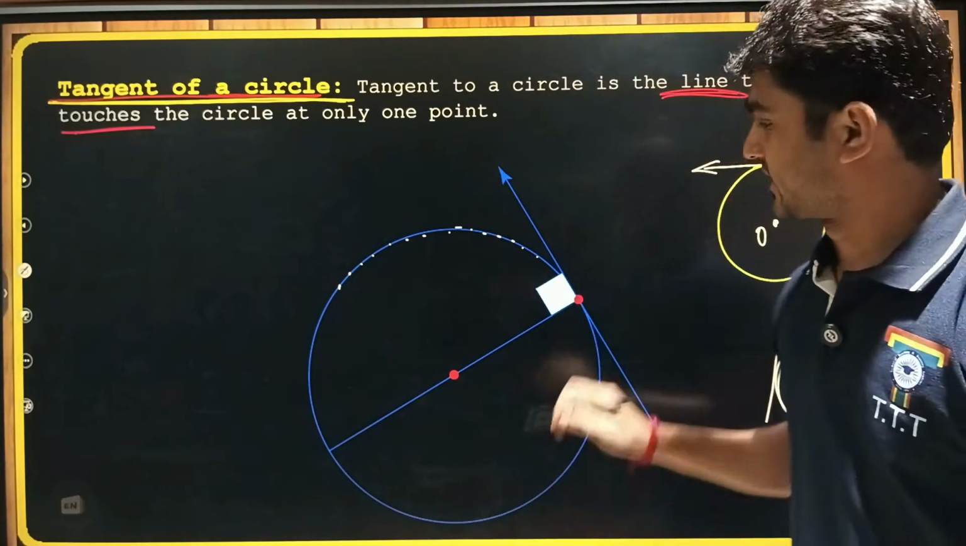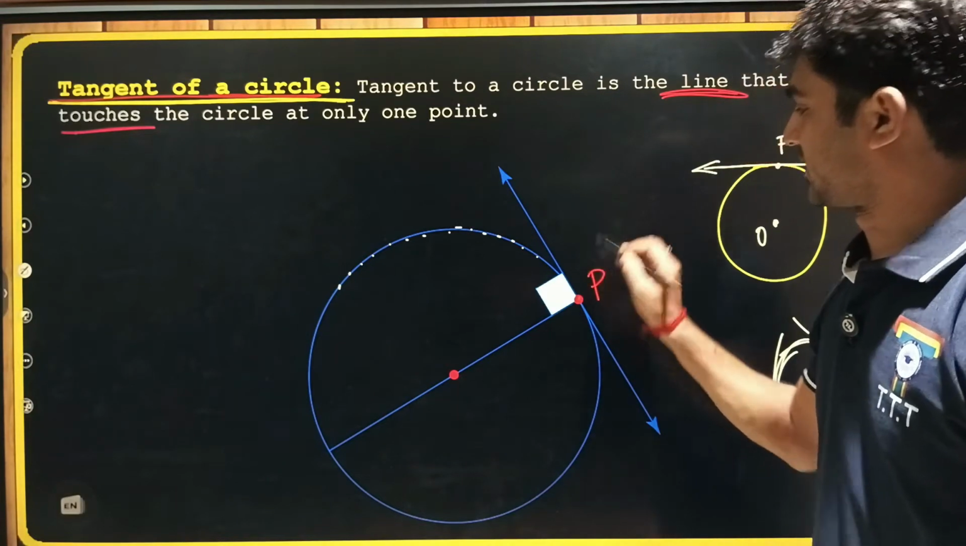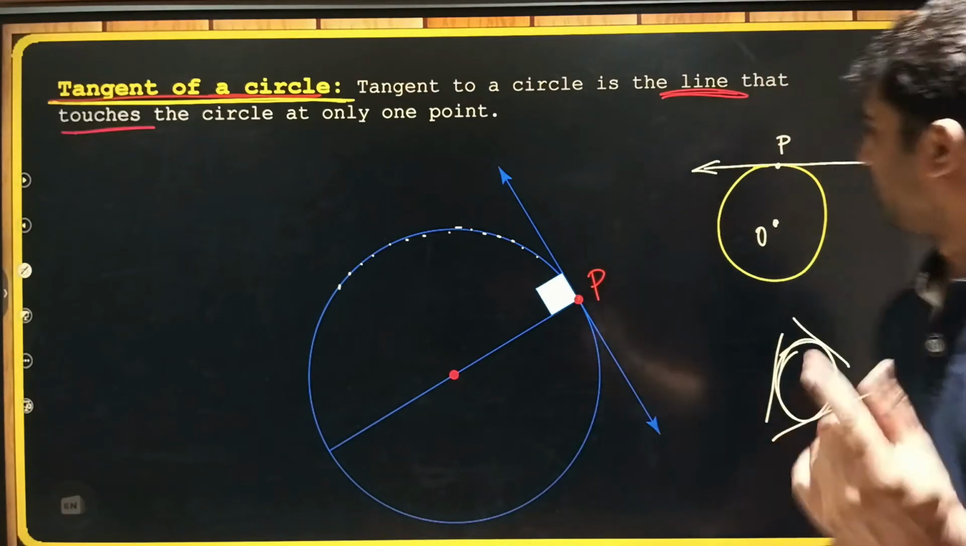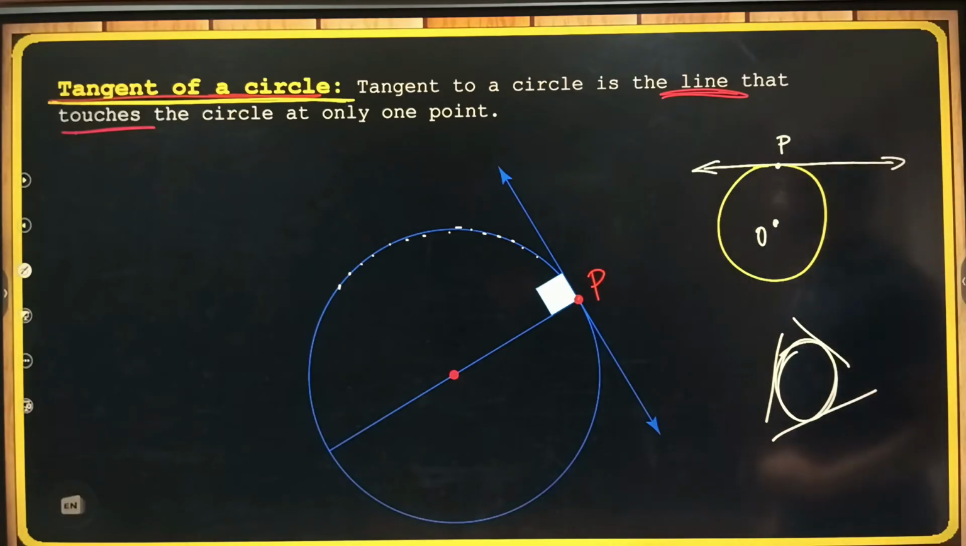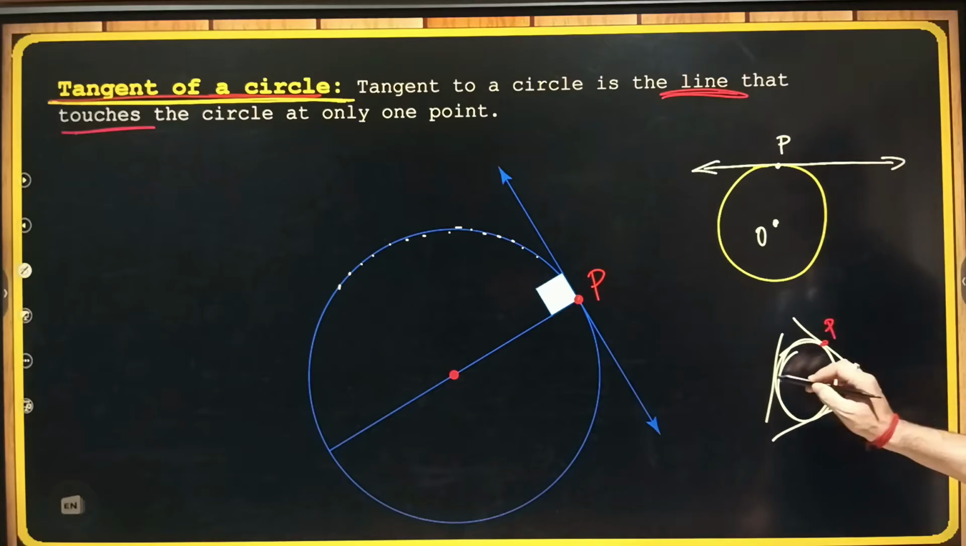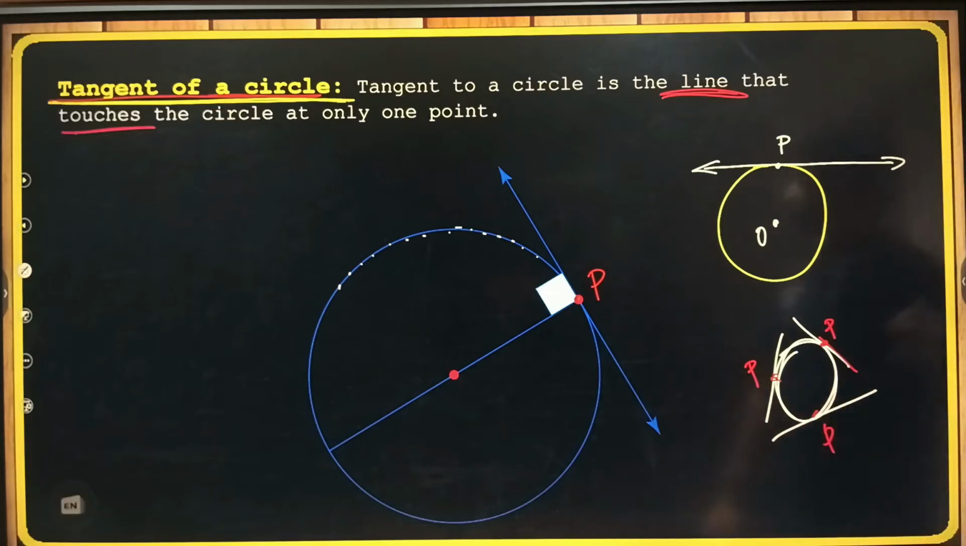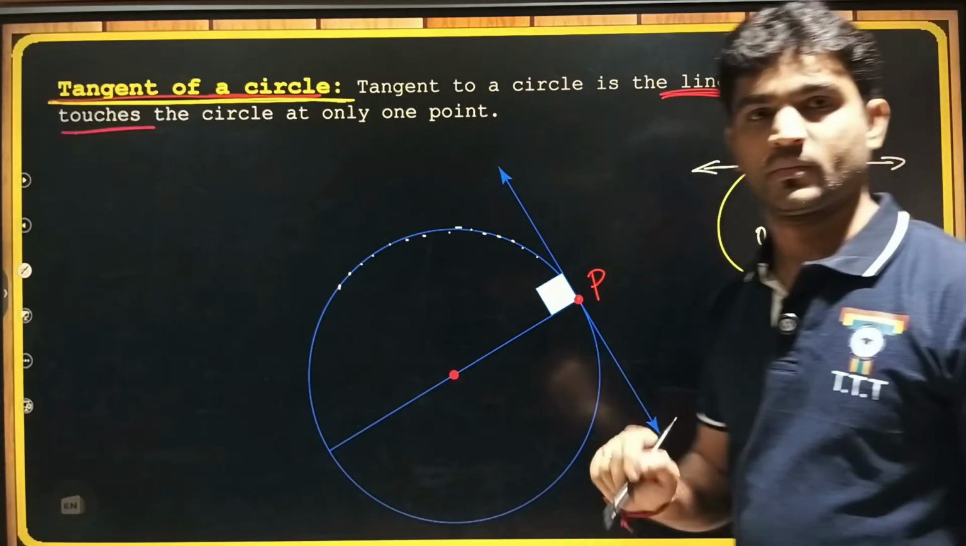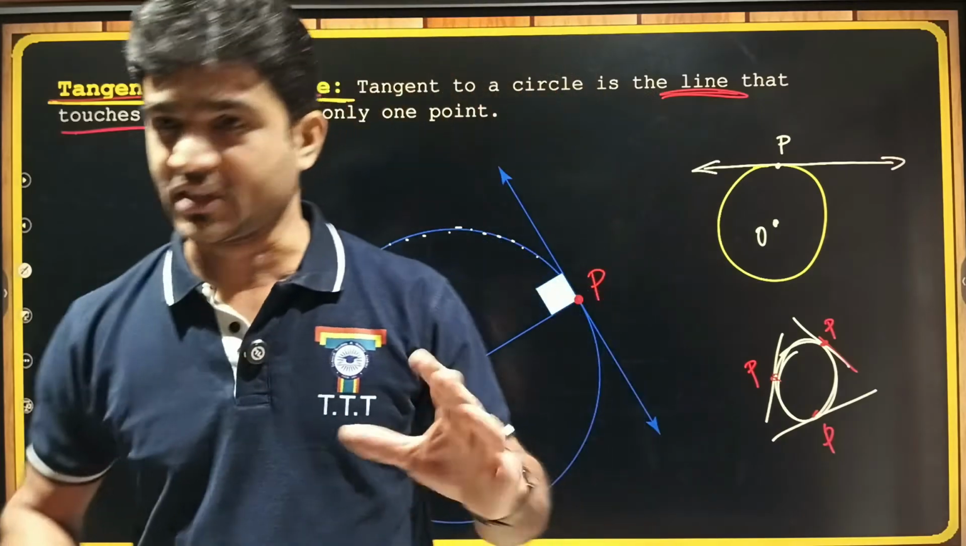So where does it touch, sir? And here is a point. Let's take the point as P. Here is a circle, and there is a line. The point where it touches is point P. So this is also a tangent. This also a tangent. This also a tangent. I hope you got it. Understood? Did you get the basic idea of tangent?